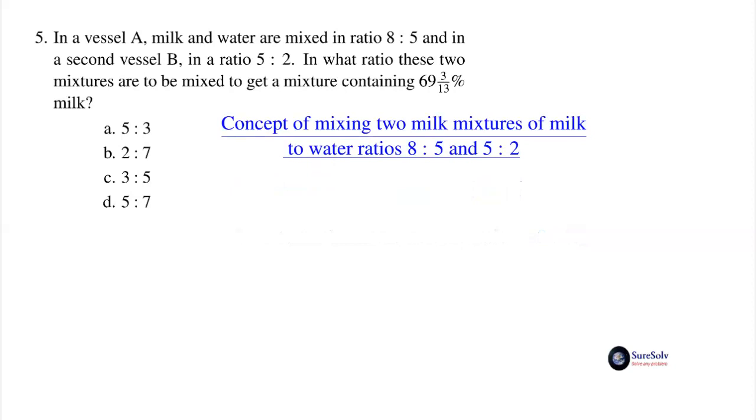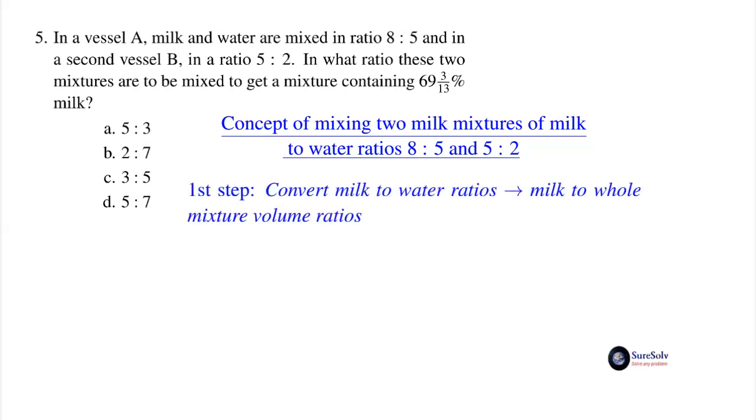This is a problem of finding milk to mixture ratio when two milk mixtures of different milk to water ratios are mixed together. Quick solution is based on basic concepts of mixing two mixtures. In the first step, convert milk to water ratios in the two mixtures to milk to whole mixture volume ratios. This will simplify the solution.